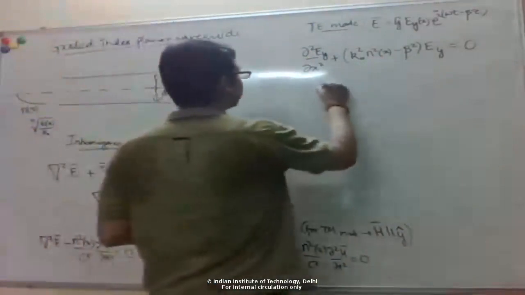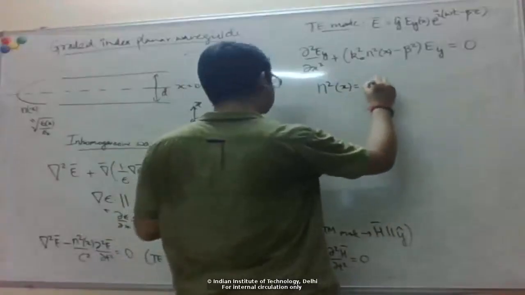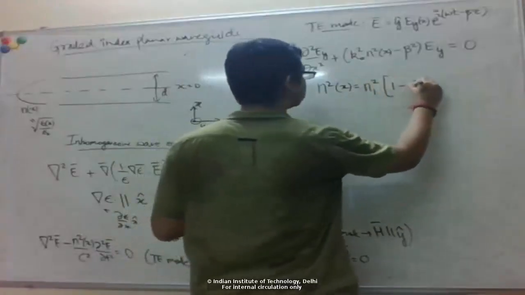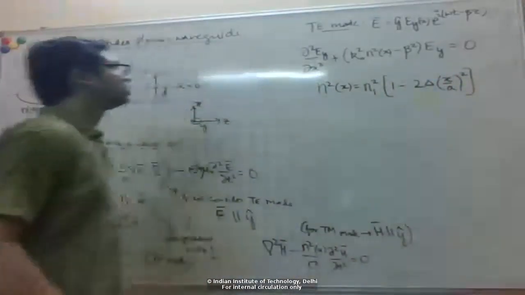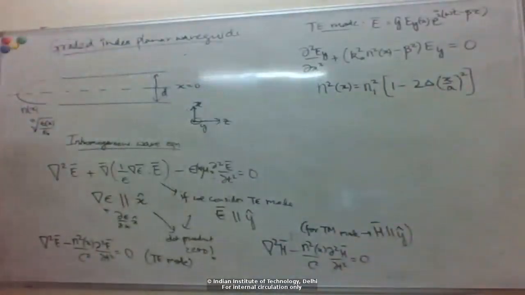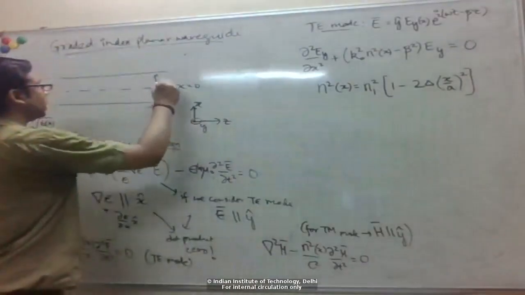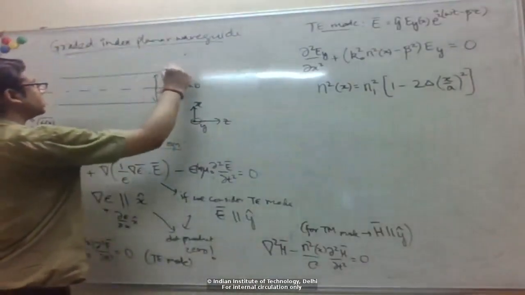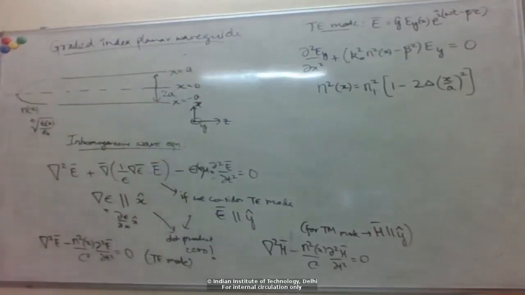For example, if we take the square law medium that we had discussed previously for the ray paths, so n squared of x is a parabolic function, like that. If I am writing like that, then this is like 2a. This is a and minus a. So this function is like a parabola, you can see.